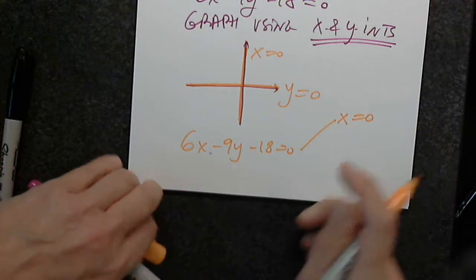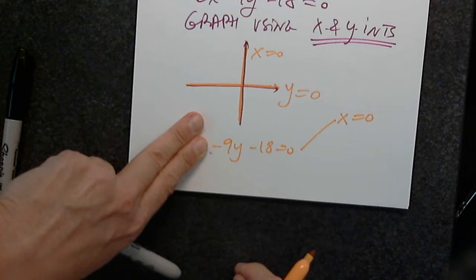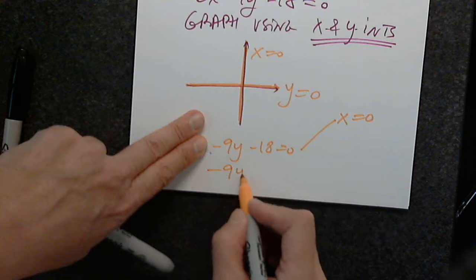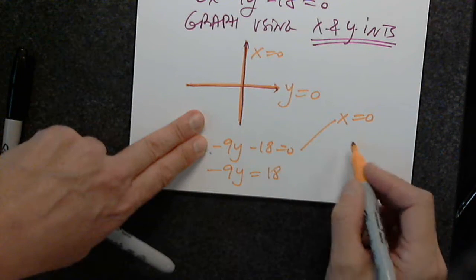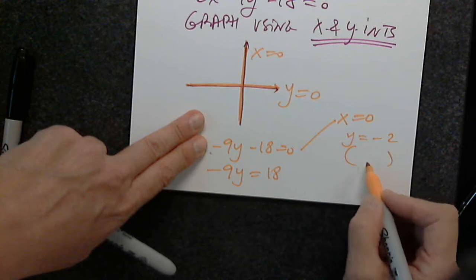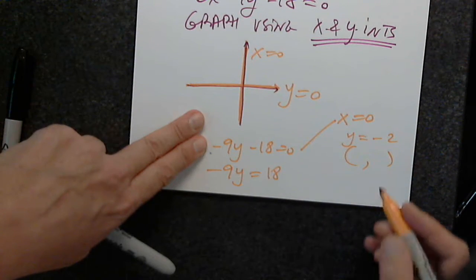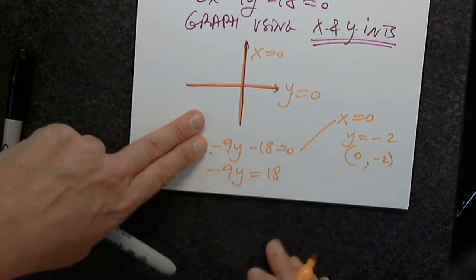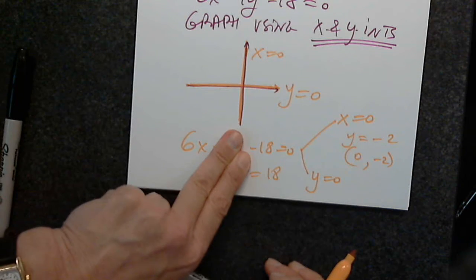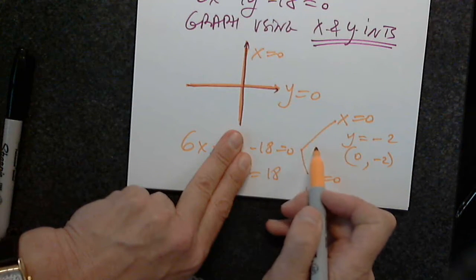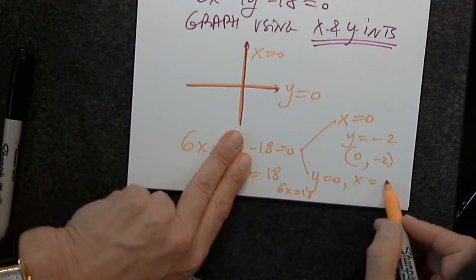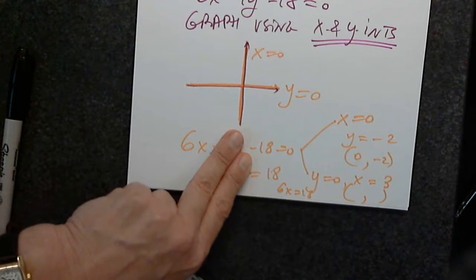I will make x equal 0 by simply covering it. 6 times 0 is 0. So the equation I have to solve is negative 9y equals 18. How much will I get for y? Do you all agree with that? Can anyone give us the ordered pair? Excellent. Very good. So now I have to make y equals 0, and I'm going to cover this one. I'm going to move negative 18 to the other side, and I have 6x equals 18. So how much is x? Very good. Can anyone give us the ordered pair now?